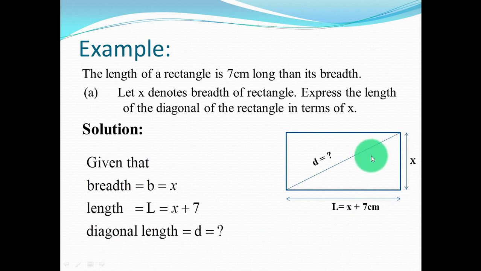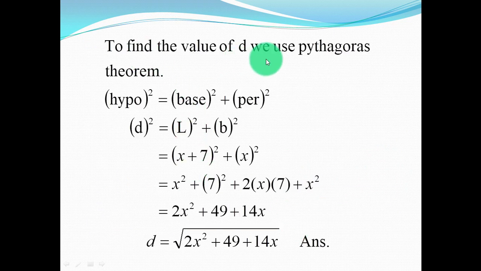Here it is clear, this is the diagonal, this is the base, and this is the perpendicular. So this makes a triangle, and we just consider this one. So we use the Pythagoras theorem to find the value of d. It is stated as hypotenuse squared is equal to the square of the base plus the square of the perpendicular. Here the hypotenuse is denoted by d, the base is denoted by capital L, and the perpendicular is denoted by b.